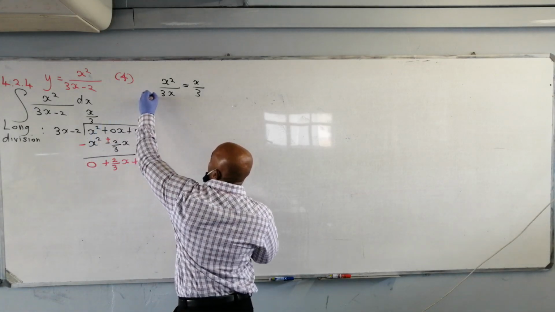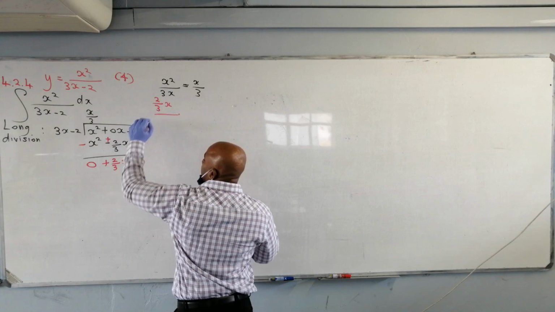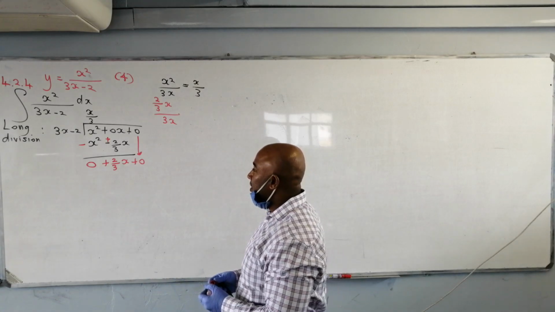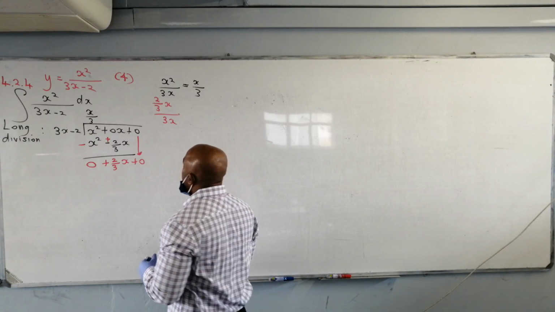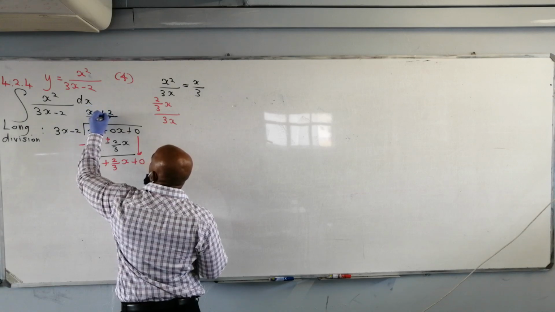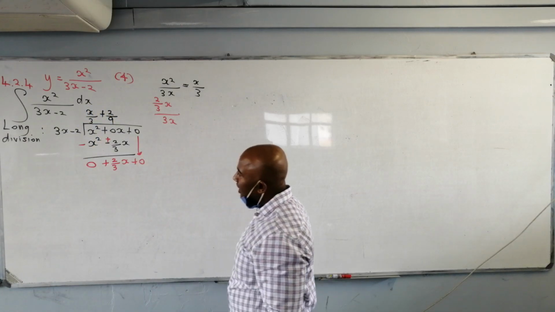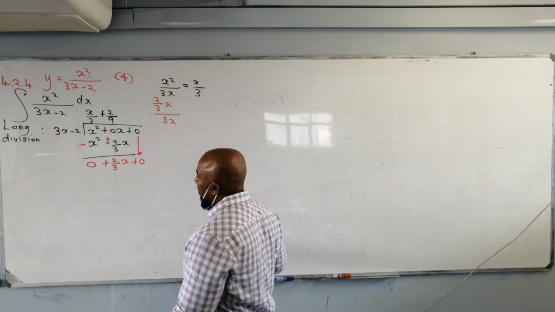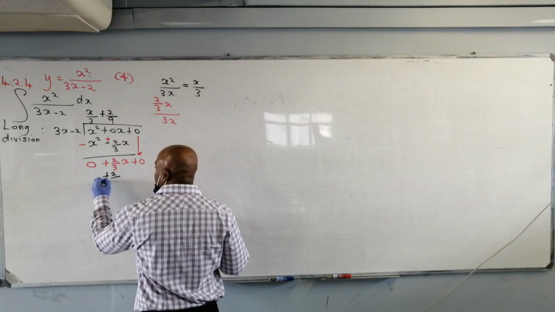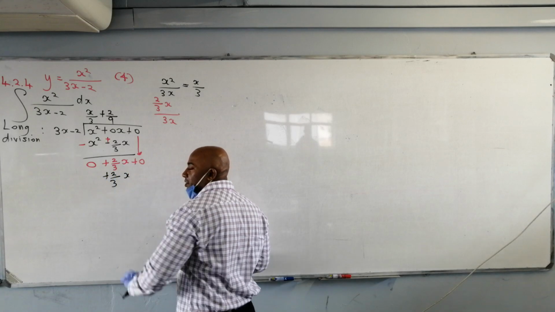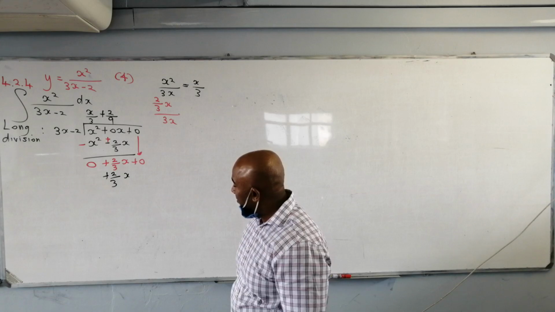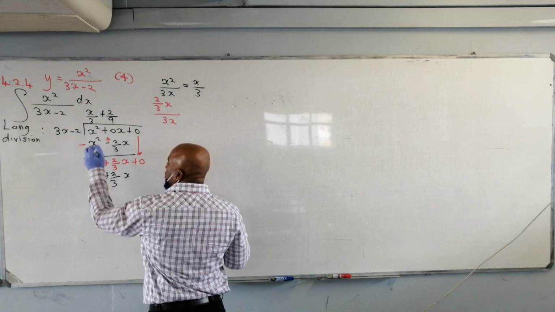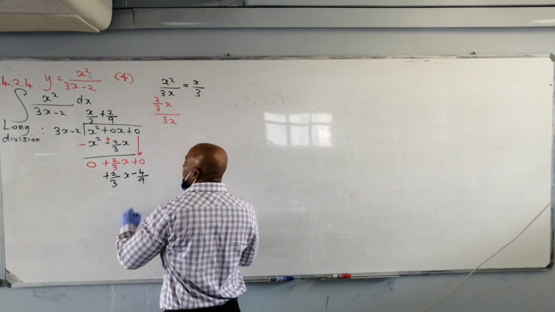So what am I dividing now? I've got 2 over 3 x divided by 3x. So x and x will cancel then. You end up with plus 2 over 9. And then you're going to multiply 2 over 9 times 3x and you're going to get the same 2 over 3 x. These two must always be the same when you're using long division. Multiply also 2 over 9 times minus 2 is minus 4 over 9.